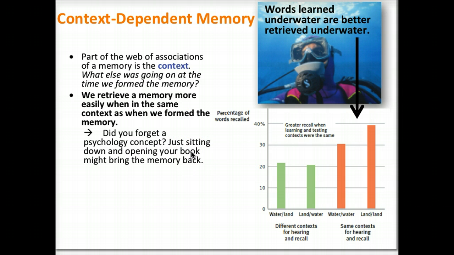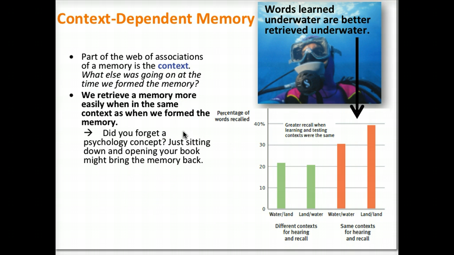So again, just the context is part of that web, and that web is activated when any piece of that web is activated. And so, context dependent memory: it's always easier to remember in the same location, in the same setting, in the same type of environment that you learned it in the first place.